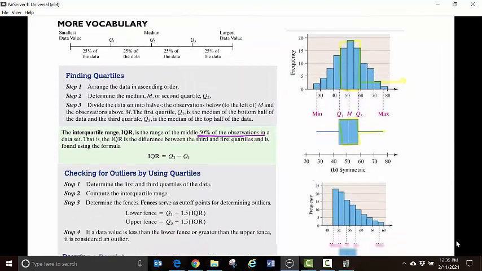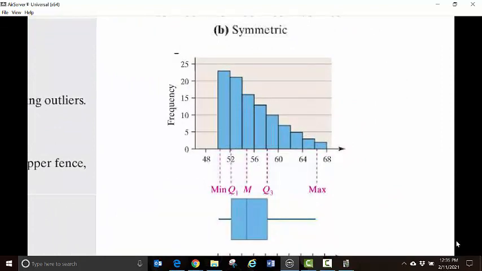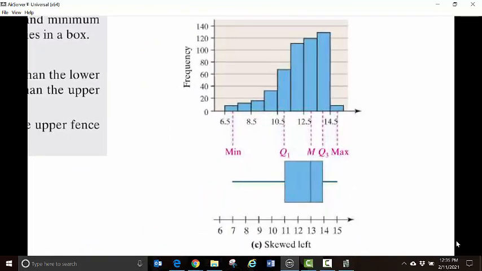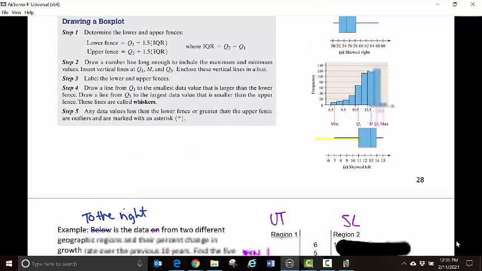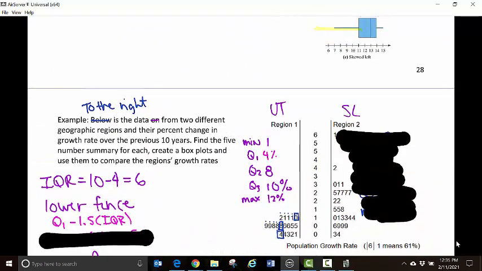And then it gets more spread out as you go. Similarly, it might look like this if it is right skewed, and it might look something like this with a longer tail if it's left skewed. Okay? So, to the right is data from 2 different geographic regions and the percent change in growth over the previous 10 years. I totally made up that it's Utah and Salt Lake County. It is not. I don't know where it came from. Okay. Find the 5-number summary for each, create a box plot, and use them to compare the region's growth rates.